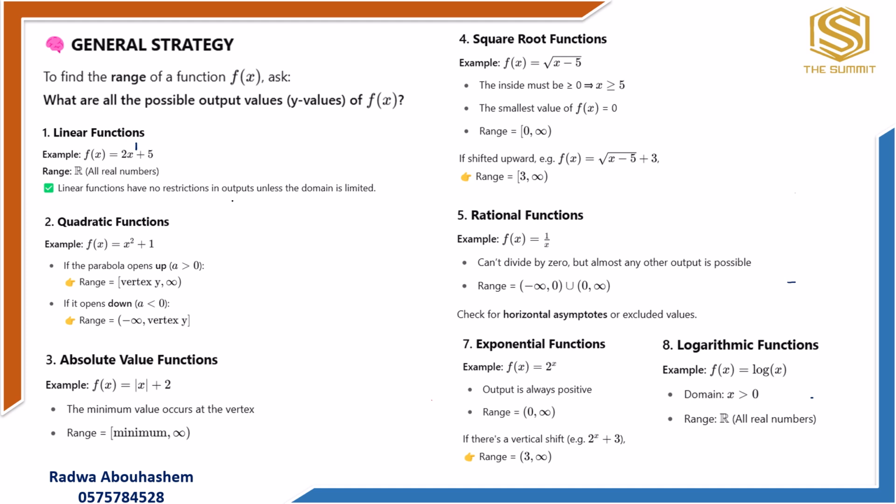But again, I have to pay attention if there's a shift. If there is a shift, I have to take it into consideration. For example, 2 to the power x plus 3. Here the shift is 3, so it's 3 to infinity, open at 3.